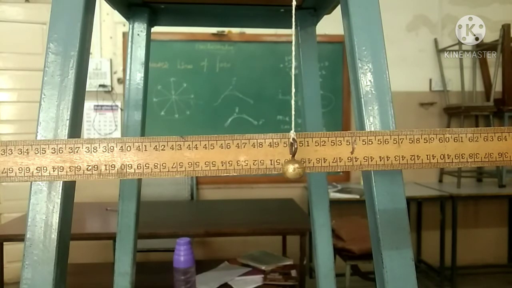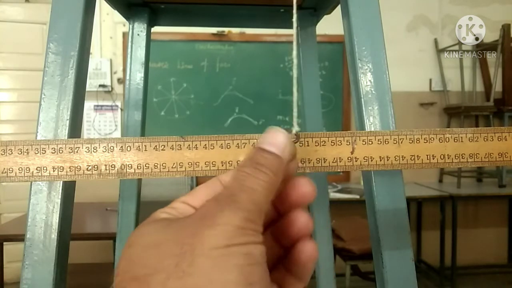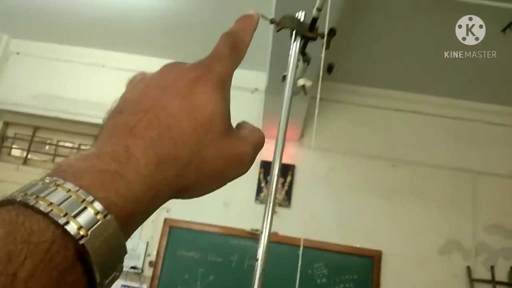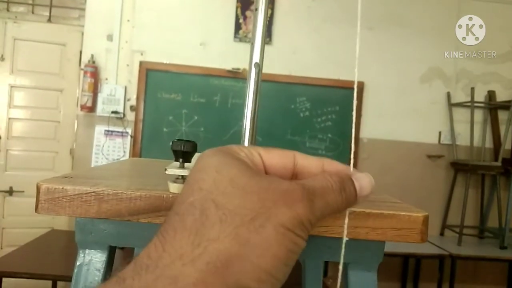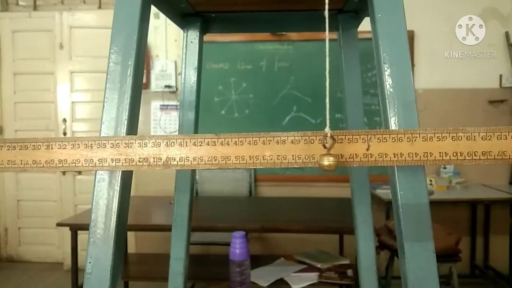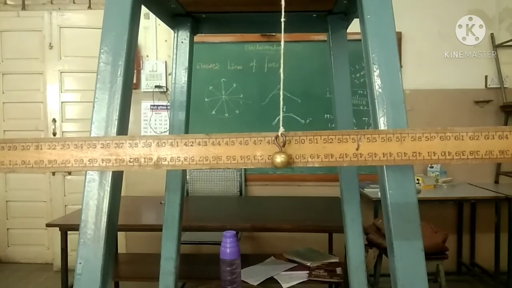Again, we know the definition of a simple pendulum. A simple pendulum is the arrangement in which a heavy metallic sphere is suspended from a rigid support through an inextensible, flexible and massless string, right? Such an arrangement is called a simple pendulum.